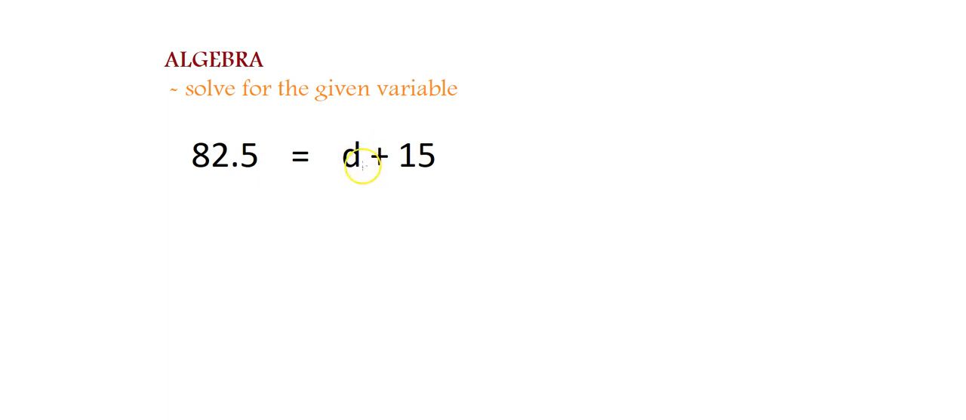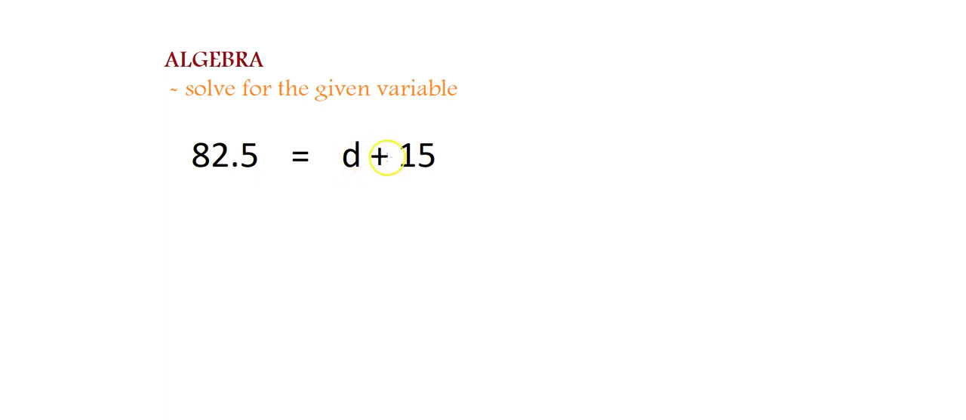We want to isolate the d. So we want to leave the d by itself on one side of the equation. Now at the moment this equation is perfectly balanced because it says 82.5 equals d plus 15. So the left-hand side is perfectly equal to the right-hand side. This equation is balanced. So if we want to keep it balanced, which we do, whatever you do to one side, you do to the other.